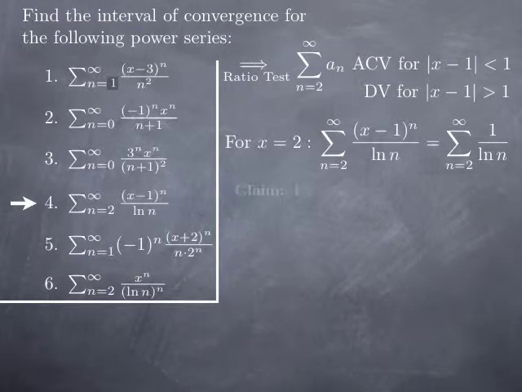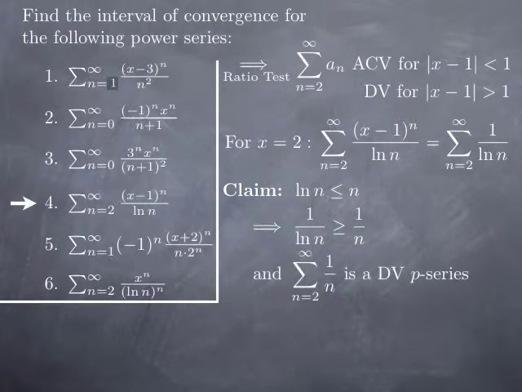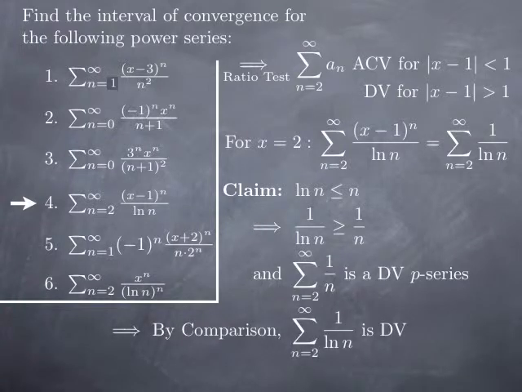So more formally, I claim that ln of n is less than or equal to n for n greater or equal to 1. Let's assume for a moment that we know that this is true, and I'm going to justify it in a second. Then the reciprocal, 1 over natural log of n, is greater than 1 over n. But we know that the series of 1 over n is a divergent p series, right? For p equal 1, and whenever p is less than or equal to 1, the p series is divergent. So by comparison, we can conclude that our series of 1 over natural log of n is divergent.